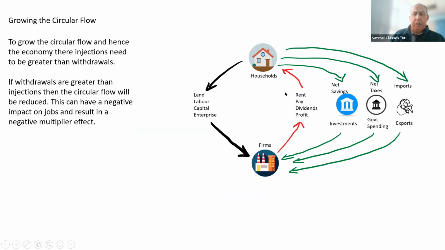So growing the circular flow, what we want to have is greater injections than withdrawals. The more money coming in through injections, the greater the circular flow will grow. If there's greater withdrawals than injections, then you will have a negative multiplier effect.